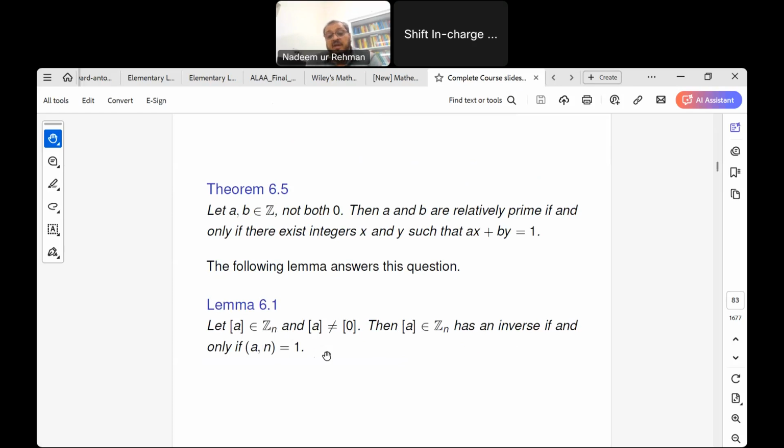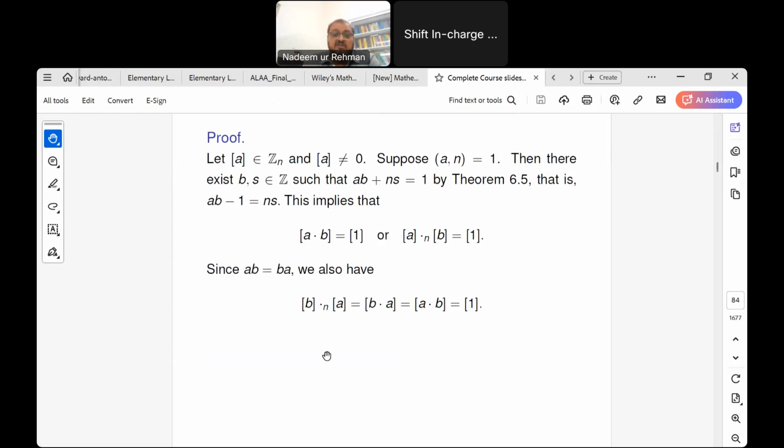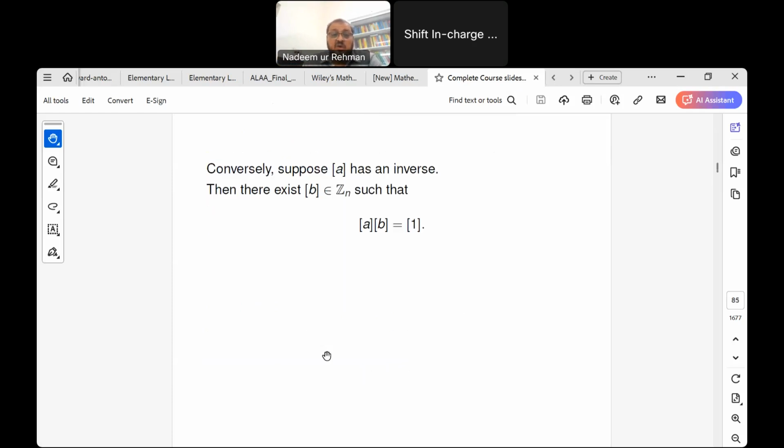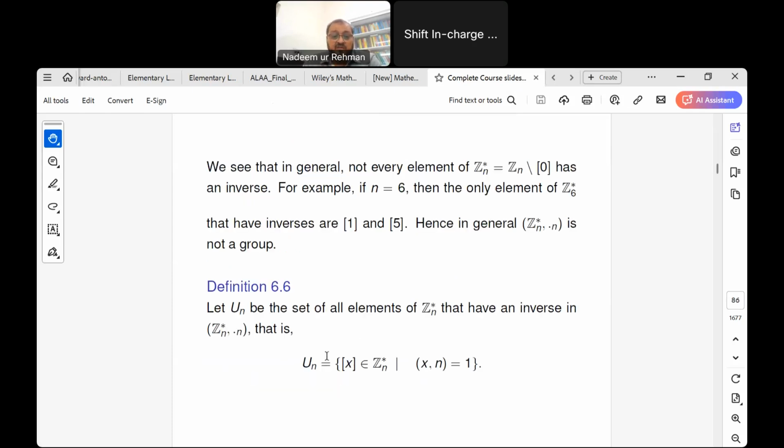So if we have any element a in the set Zn, and a and n are relatively prime, then the multiplicative inverse of that equivalence class of a exists. We proved this in the lectures in detail, so you can find the proof there. We just have to say that.